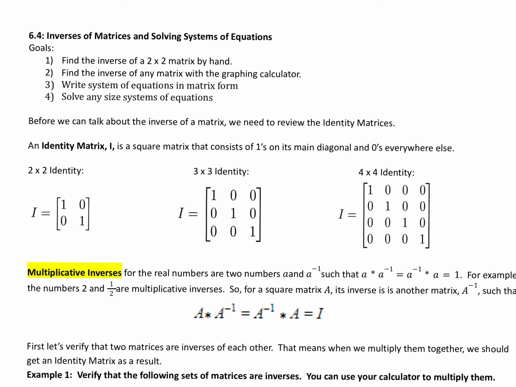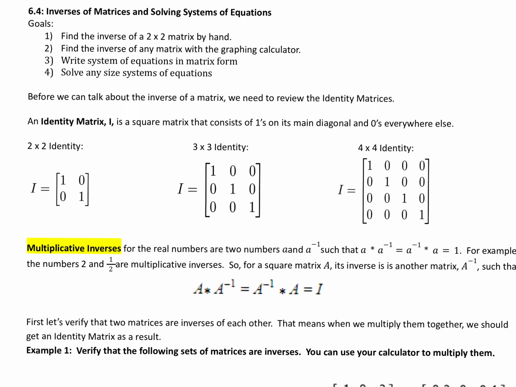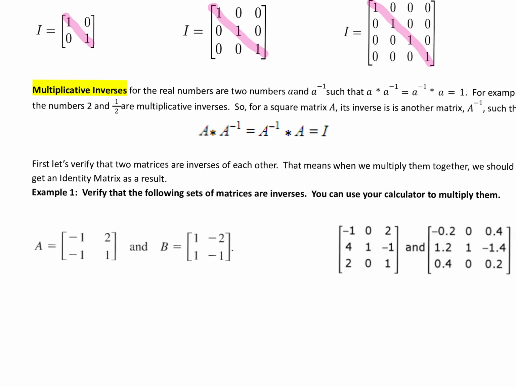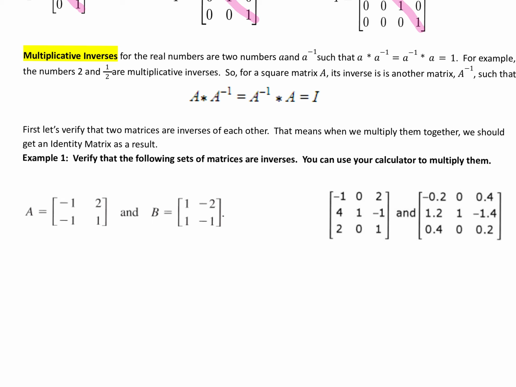Before we can actually talk about the inverse, we need to take a look at what an identity matrix is once again. Just to refresh, an identity matrix is a square matrix, so the same number of rows as columns, and it will consist of ones on its main diagonal and zeros everywhere else. So when you're looking at your matrices, you can see the main diagonal is all ones, and everything else will be zeros.